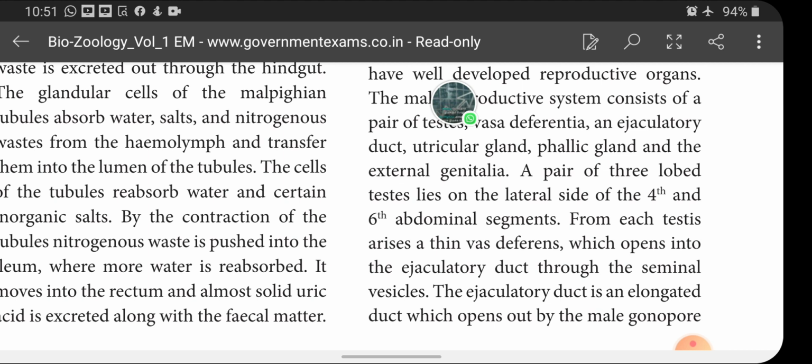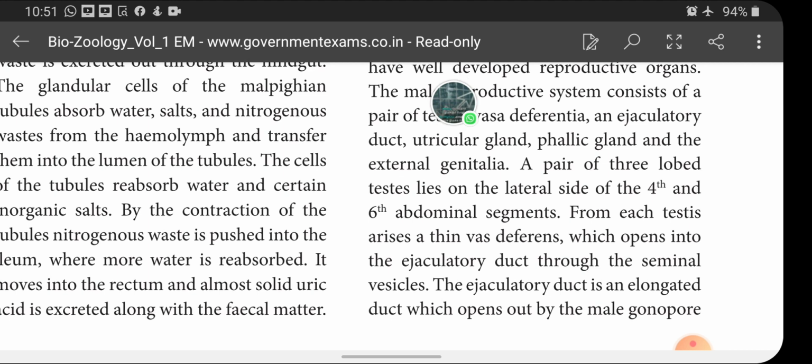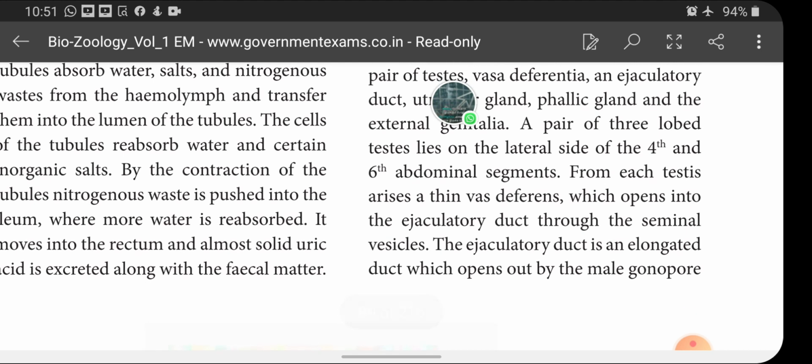The primary sex organs in the male reproductive system are a pair of testes. In addition to that, it has vasa deferentia and ejaculatory duct as the ducts, and the glands present in the male reproductive system are utricular gland, phallic gland and external genitalia. Then a pair of three-lobed testes lies on the lateral side of the fourth and sixth abdominal segments. Please note it: three-lobed testes. So each testis is made up of three lobes, lying on the lateral side of the fourth to sixth abdominal segments.